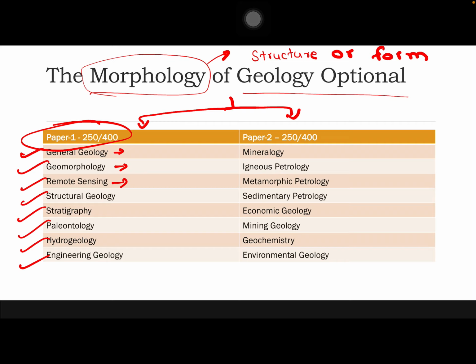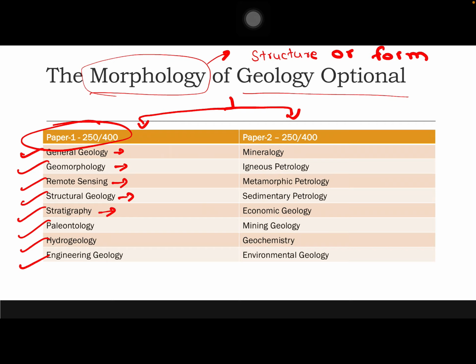Coming to remote sensing, it is the science of using sensors mounted either on airplanes or satellites to detect information about the surface features of the earth. Next is structural geology. Structural geology deals with the geological structures present inside the surface, such as folds, faults, unconformities, and their significance.